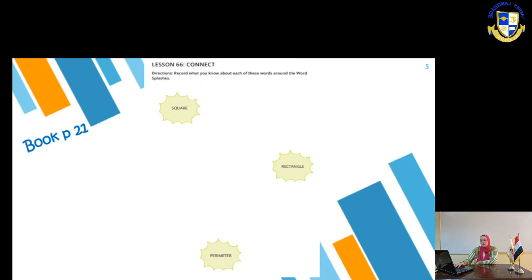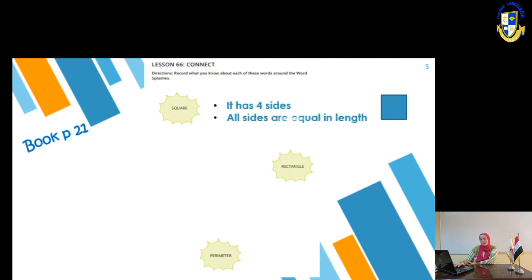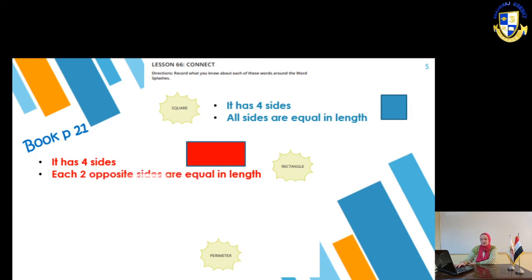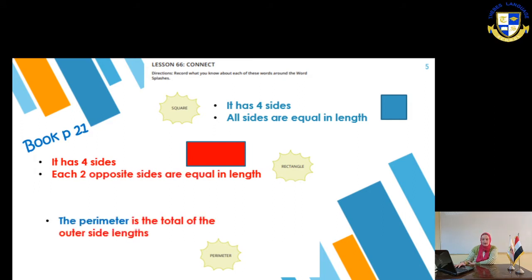Now in the next page, record what you know about each of these words around the word splash. The square, it has 4 sides. All the sides are equal in length. The rectangle, it has 4 sides. Each 2 opposite sides are equal in length. The perimeter is the total of the outer side length.